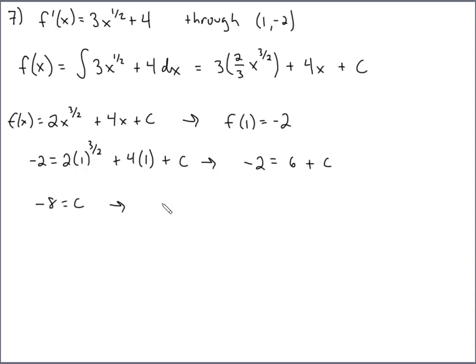And so what is the function that we're looking for? It's going to be f of x is equal to 2x to the 3/2 power plus 4x minus 8. So this function will have the appropriate tangent line, in other words, derivative, and it will also pass through that point. So this answers both parts of what we need for this problem.